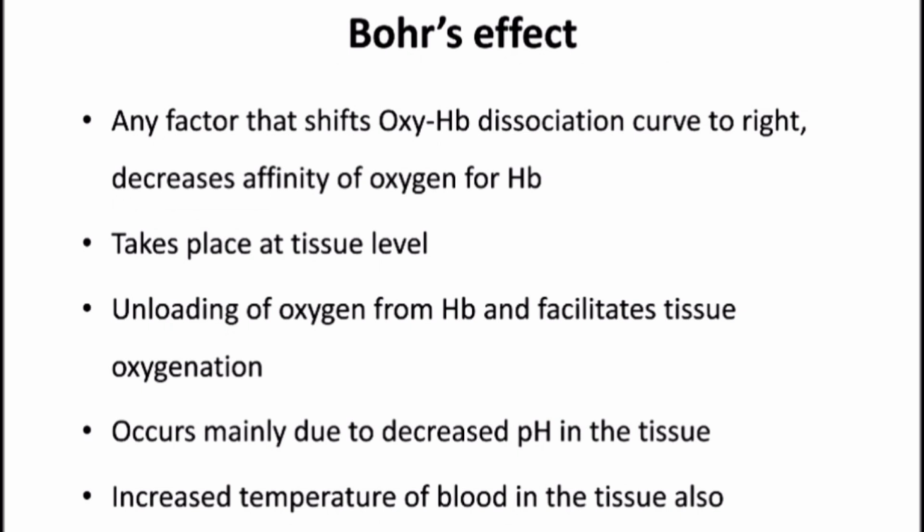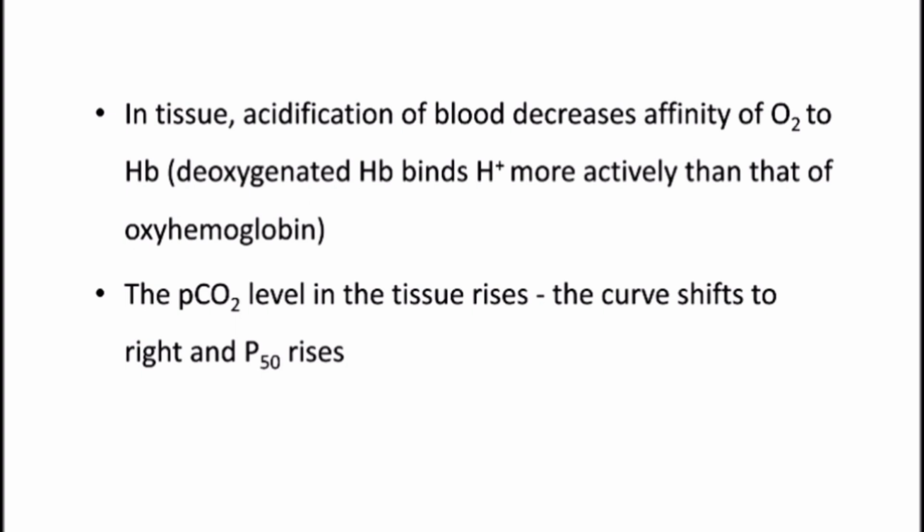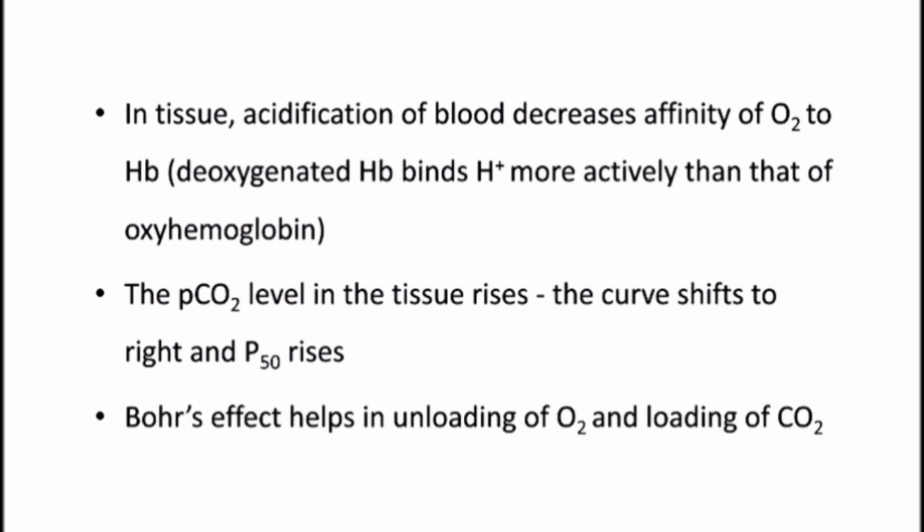So Bohr effect is unloading of oxygen and the loading of carbon dioxide. In tissue, there is acidification of blood, which decreases the affinity of oxygen to hemoglobin, because deoxygenated hemoglobin binds H plus more actively than oxyhemoglobin. And the PCO2 level obviously increases, the curve shifts to the right, and the P50 also rises. So shift to right, you can see P50 rising. Shift to left, P50 is decreasing. I'll come to P50 later. So here, in Bohr effect, any factor that shifts the oxygen hemoglobin dissociation curve to the right is a part of Bohr effect, and mainly it is concerned with the unloading of oxygen and the loading of carbon dioxide. That is the main point you have to keep in your mind.